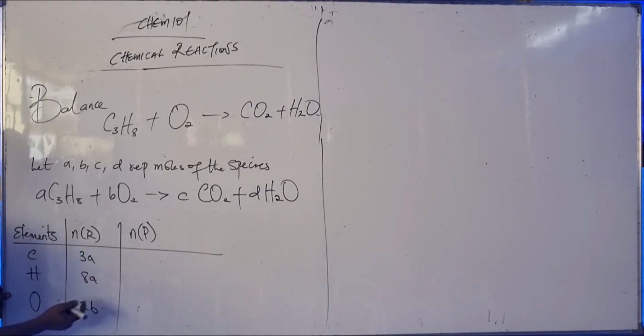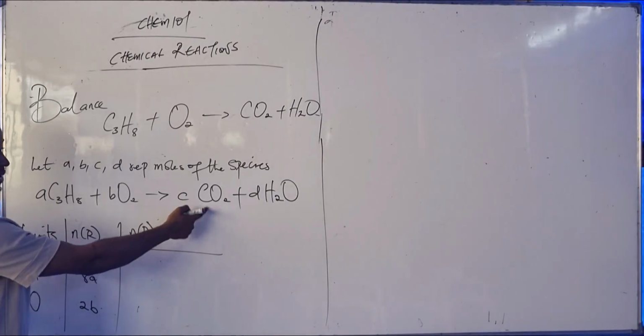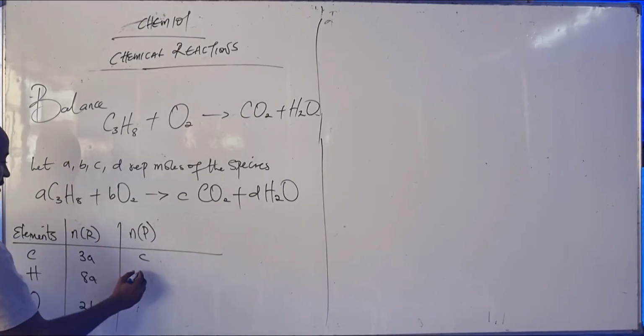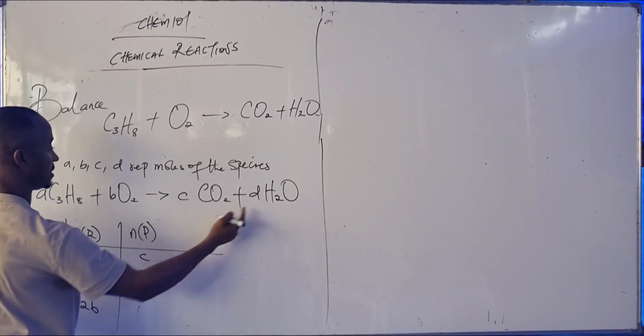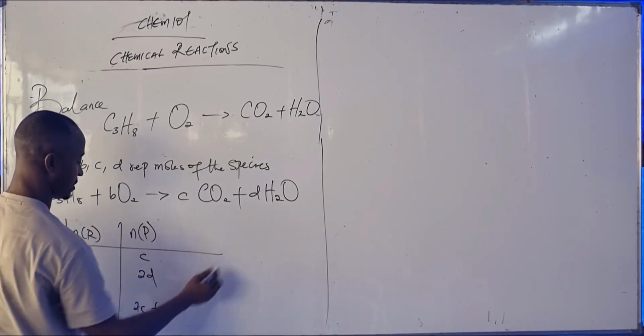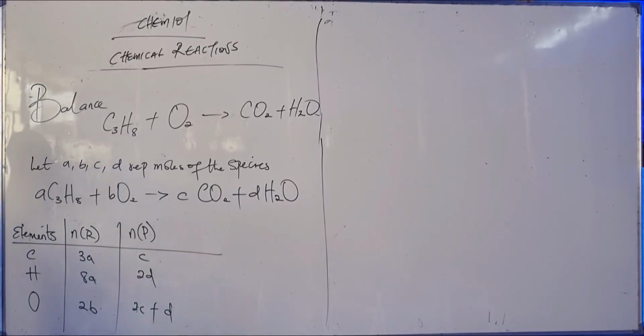Now for the product side, what's carbon? 1 times C is C. What of hydrogen? 2, which is 2D, right? Now for oxygen, we have 2C plus D. Is that not?